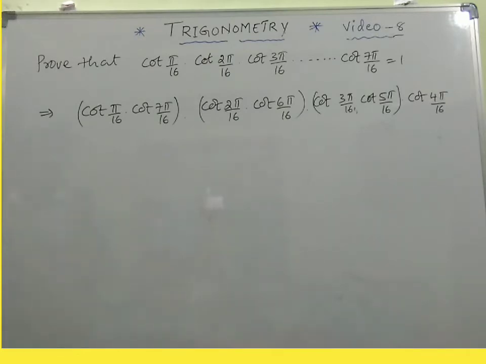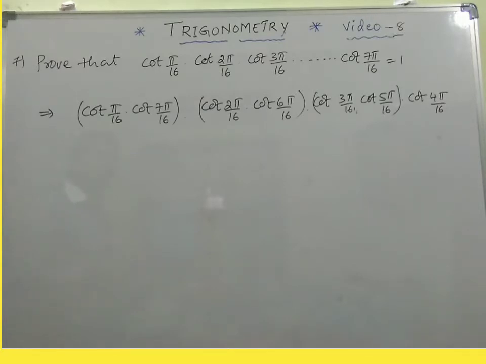Question number 7. Prove that cot pi by 16 into cot 2 pi by 16 into cot 3 pi by 16 and so on, up to cot 7 pi by 16, is equal to 1.